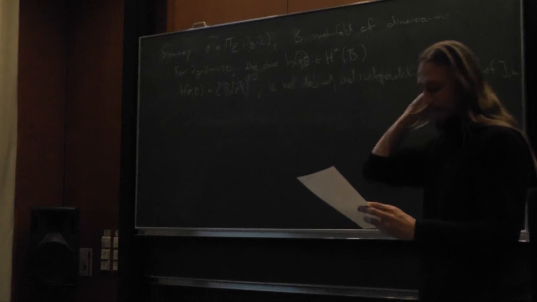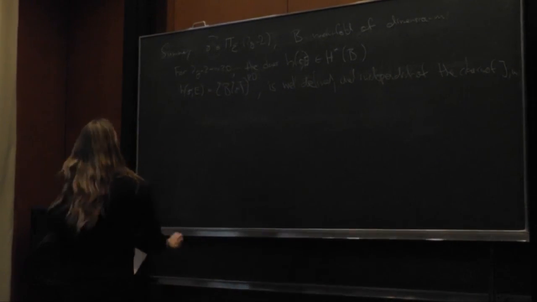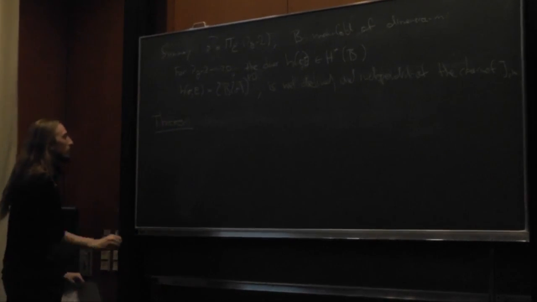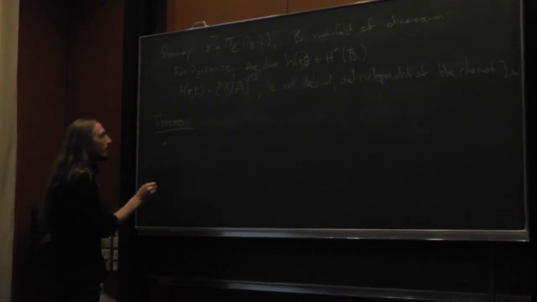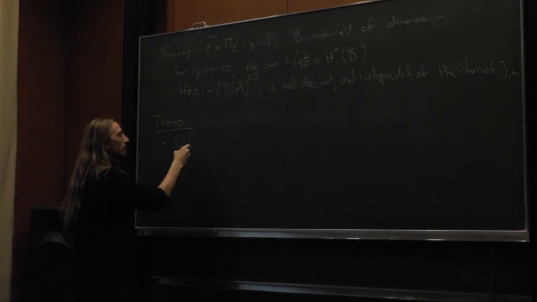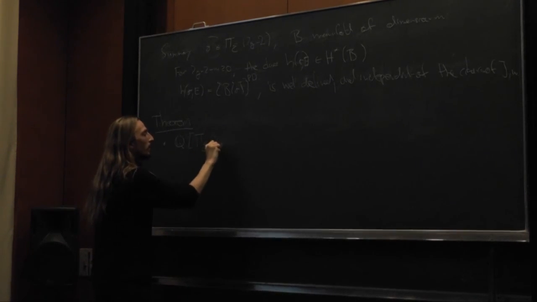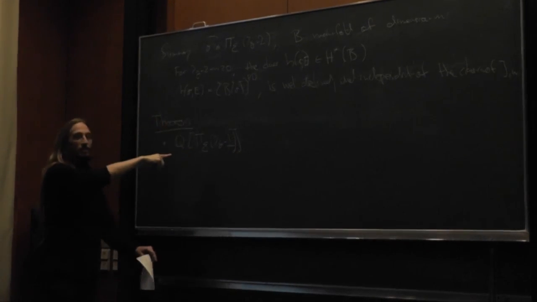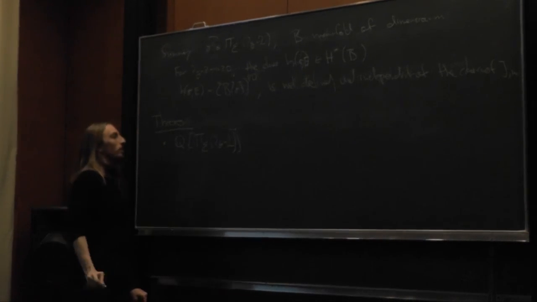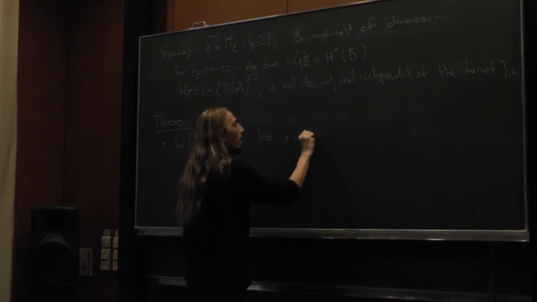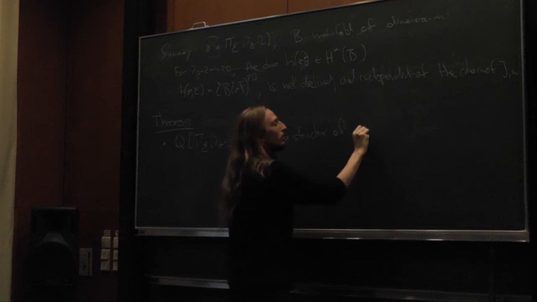So, okay, let me try to formulate the actual theorem. The theorem is that if you look at the vector space on the partitions, so we take the vector space and as basis we take the partitions of the number 2g minus 2. Then this has a structure of an associative algebra.